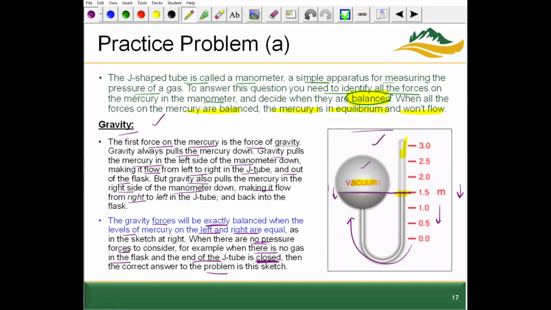We don't have any atmospheric pressure, we just have the force of gravity. For the force of gravity, the only consideration we really need to remember is, again, when gravity is present, the level of mercury on the left-hand side will equal the level of mercury on the right-hand side. This is when we're only considering gravity as an influence of the levels of pressure here for mercury.